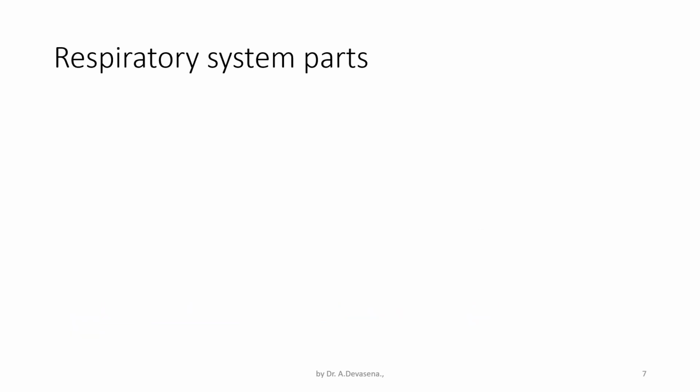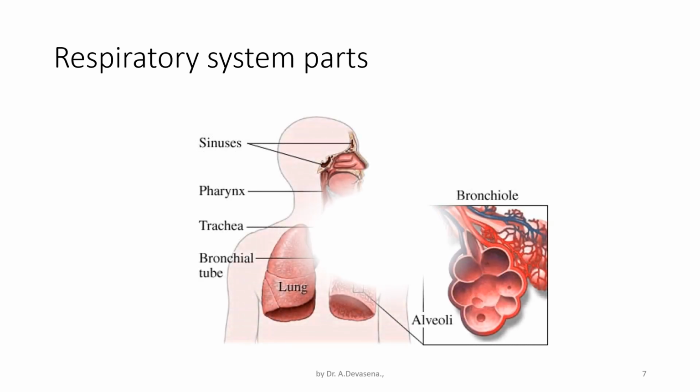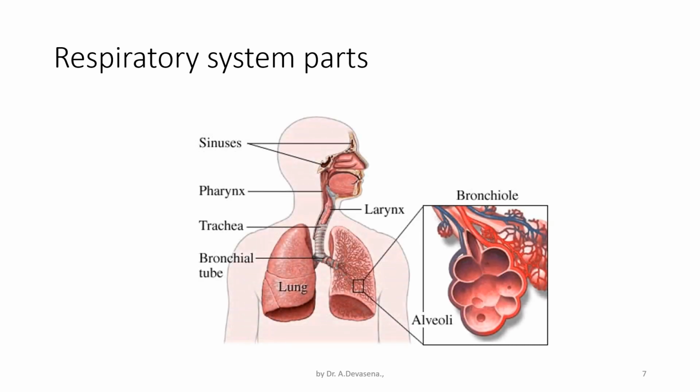Let's see the respiratory system parts. The respiratory system starts from the sinuses. It is indicated here. The sinuses are placed near the forehead. Followed by the sinus, we have the pharynx. After the pharynx, we have the larynx. Then we have the trachea, followed by the bronchial tube. The bronchial tube ends with the bronchioles, and we have alveoli.